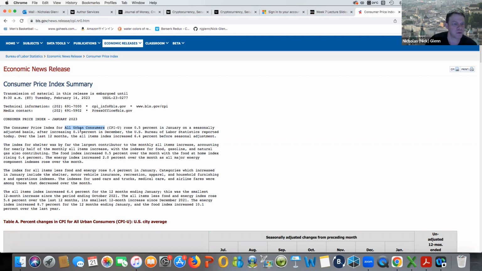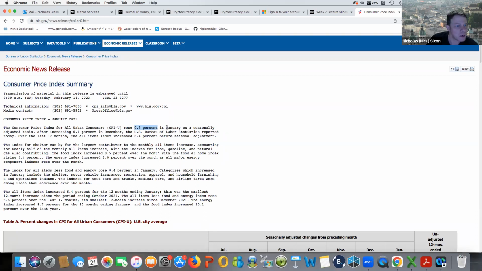All right, let's just go over this. So looking at all urban consumers, which is 85% of our population, it rose 0.5% in January for all the goods that they use here. They have this basket of goods that tries to anticipate what the average household buys each month. So that basket rose 0.5% in January. So if it kept rising like that for every month, you would have 6% inflation. You just take that and multiply it by 12.